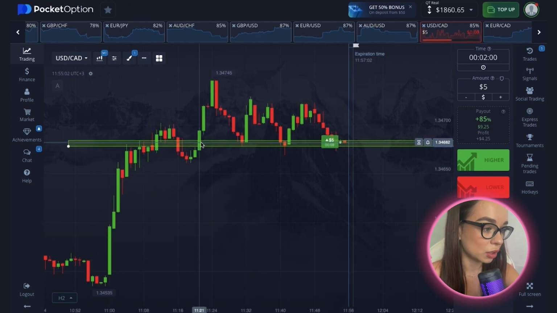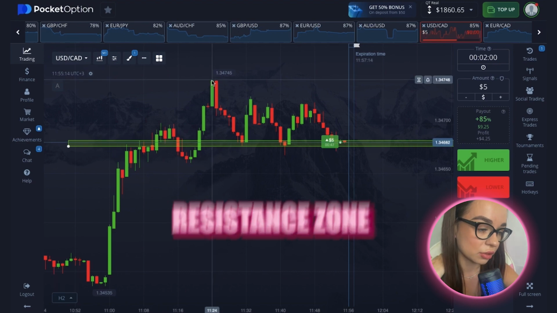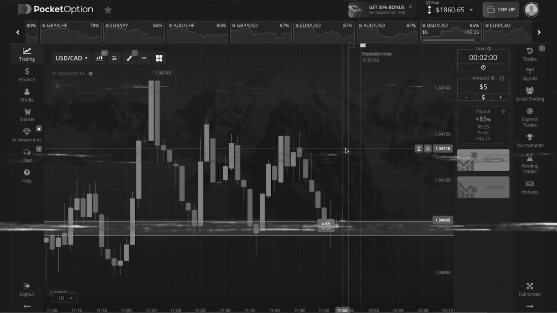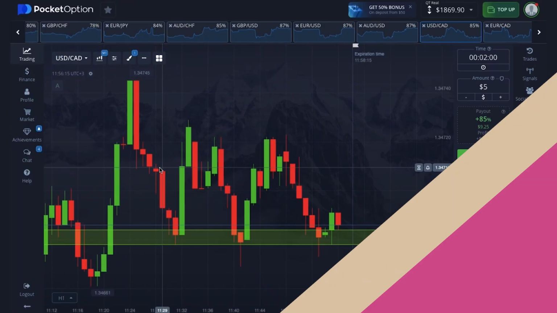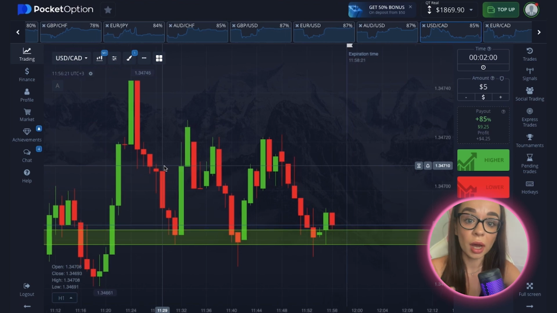So I went with a 2-minute time expiration for this deal because every time that the price has touched the zone, it went towards our resistance zone for about 2 minutes. And so we just had another profitable deal on US dollar and the Canadian dollar trade. Guys, you see, nothing really hard as long as you know how to draw your level of support correctly.